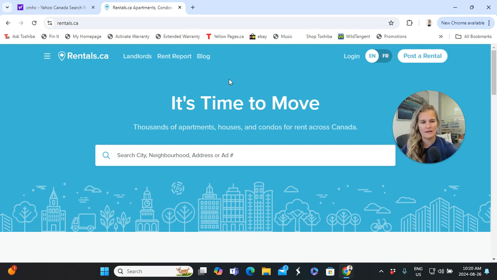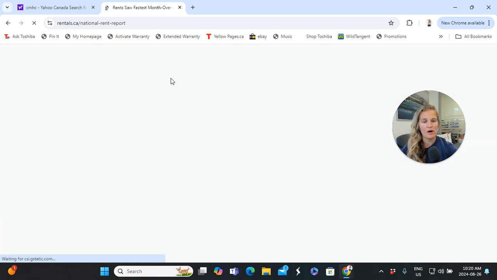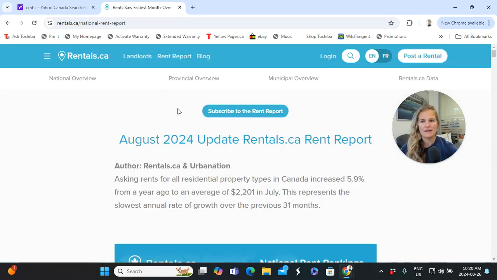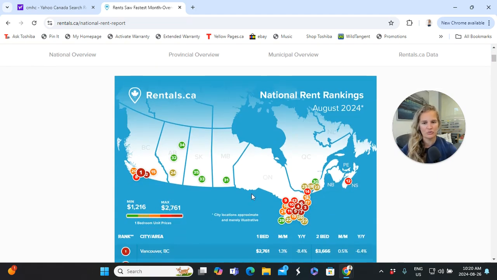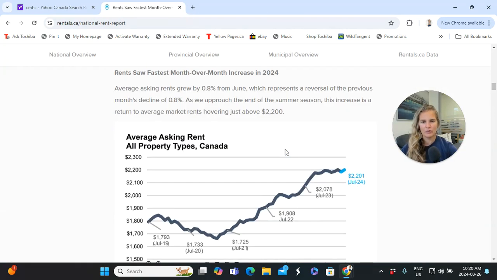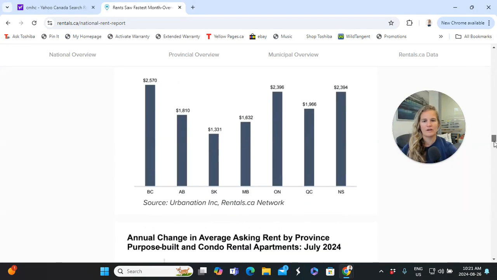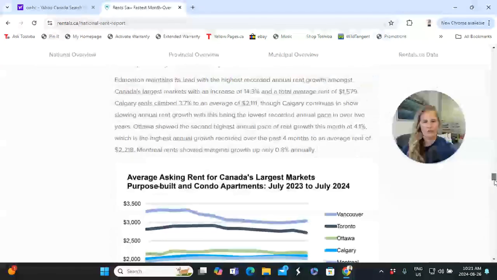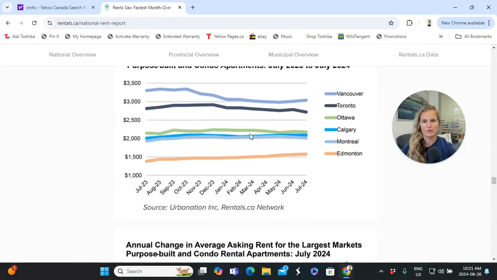Rentals.ca is a Canada-wide site that has data on apartment listings. So while the CMHC rental report is actually looking at all apartments, whether or not they are vacant, the rentals.ca rent report looks at the month over month, what's happening in the rental market in different urban centers. So this will give you kind of a national ranking. And then if you want to get more granular, you can look at some of the data for Montreal just by scrolling down and then finding the urban center that you are interested in looking at. So for example, here we could see what the trend is with Montreal rentals.